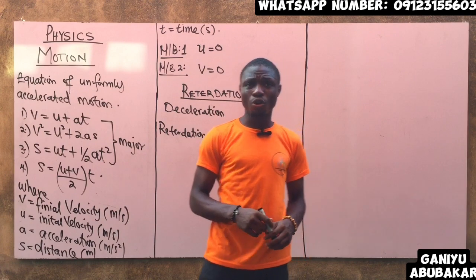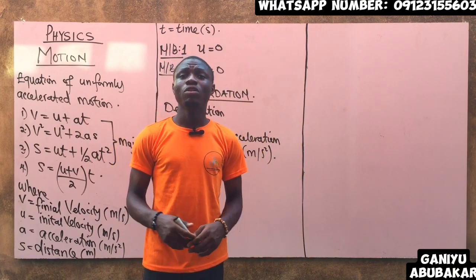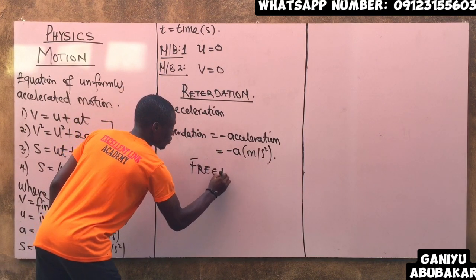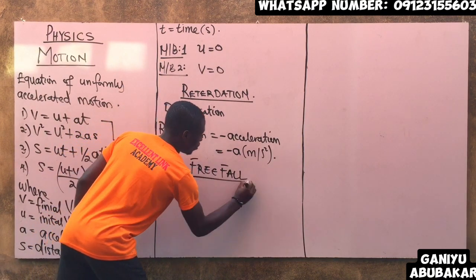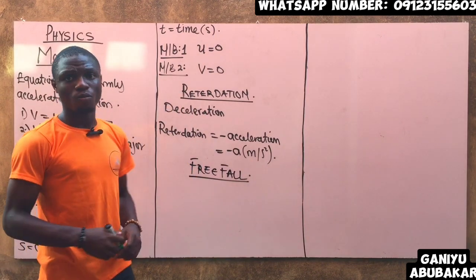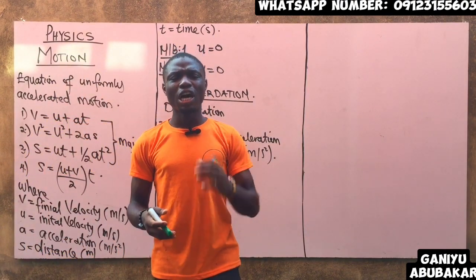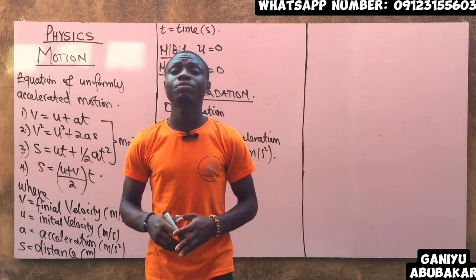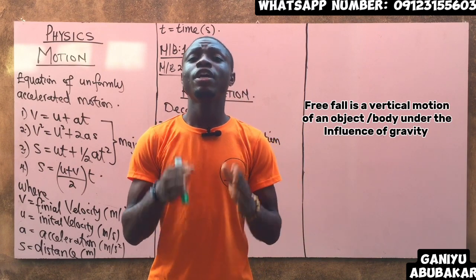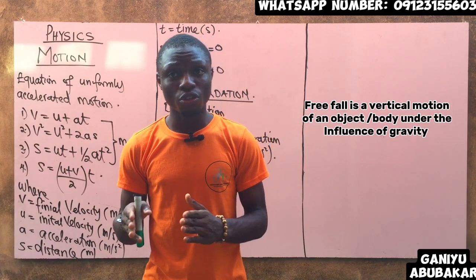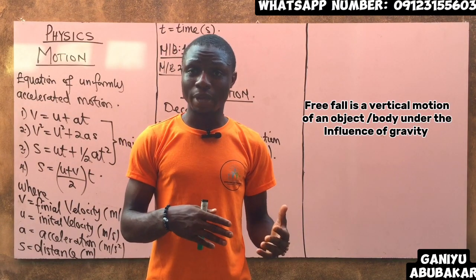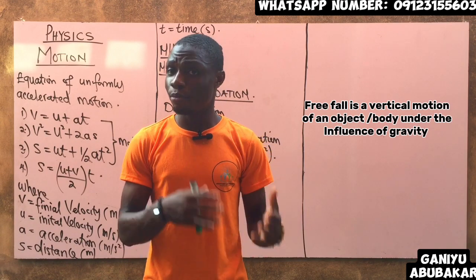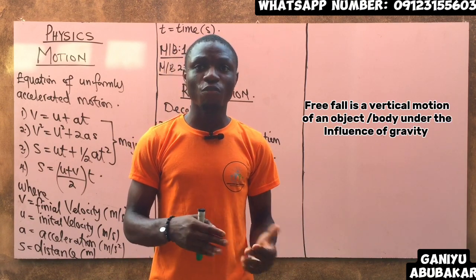Let's discuss one more concept called free fall. What's free fall? What's a fall? How do you describe fall in physics? By definition, put down, free fall is simply a vertical motion of a body under the influence of gravity.